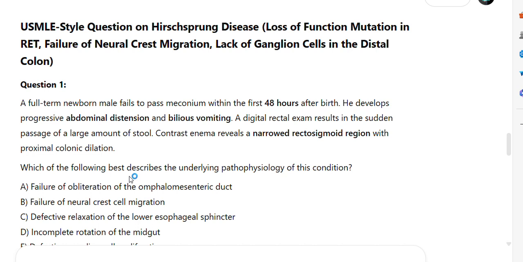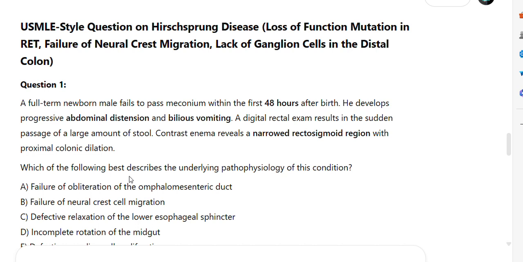He develops progressive abdominal distension and bilious vomiting. A digital rectal exam results in the sudden passage of a large amount of stool. Contrast enema reveals a narrowed rectosigmoid region with proximal colonic dilation. Which of the following best describes the underlying pathophysiology of this condition?